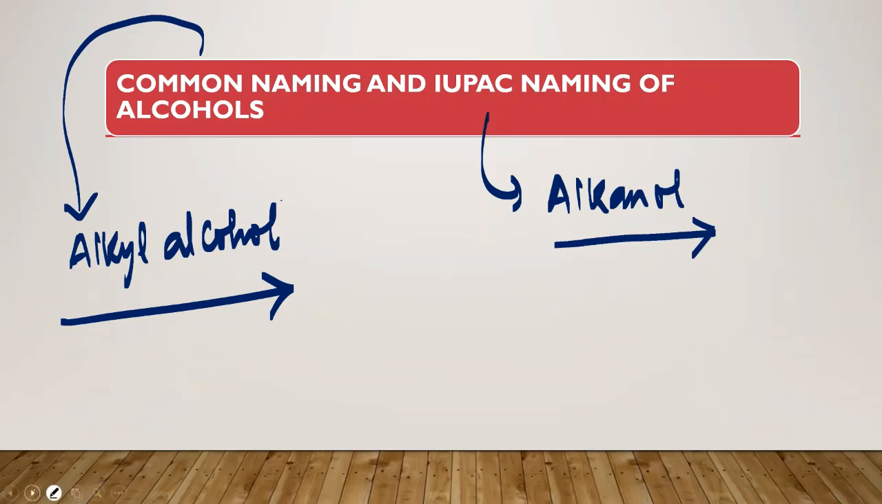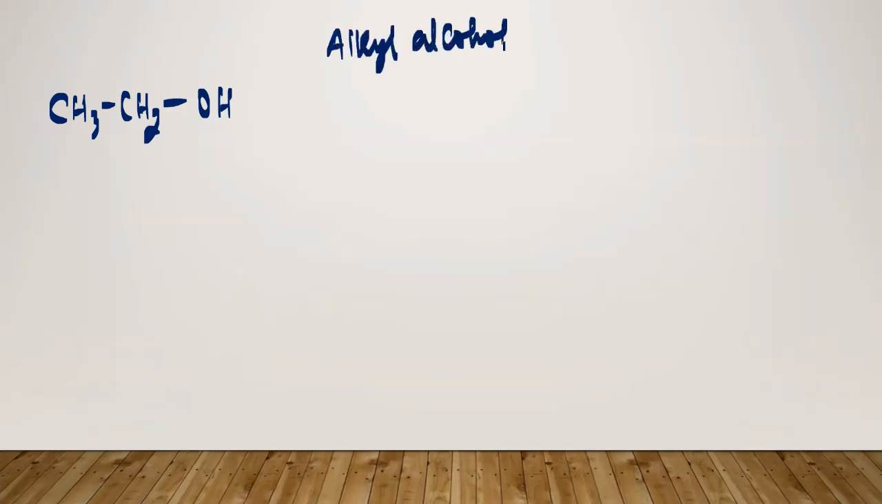So let's take a few examples to clarify it. Have a look here. CH3, CH2, OH. My dear friends, its common name has to be alkyl alcohol. Alkyl alcohol has to be the common name. And its IUPAC name has to be alkanol. Okay. So let us start doing it.